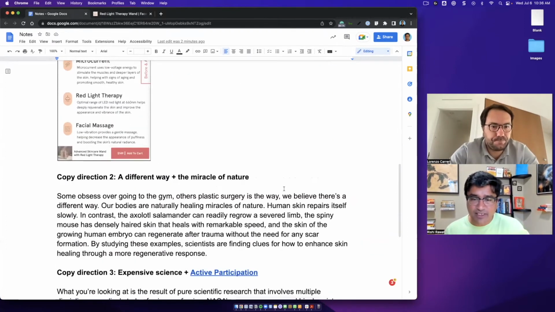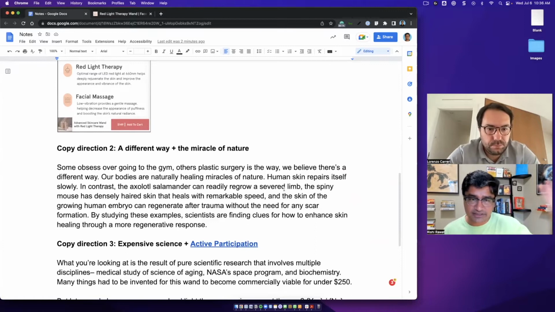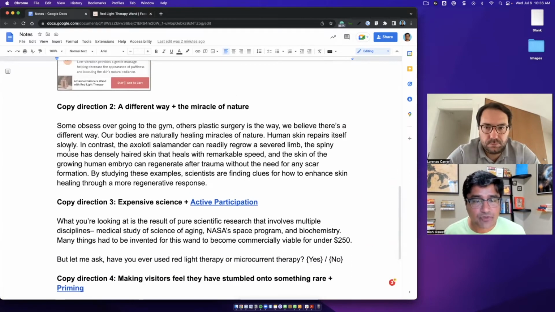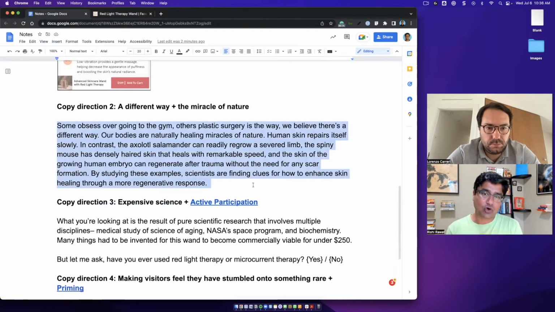So I'm going to now quickly cover my second direction, and my third direction very quickly as well. Oh, actually I have 4. So in this treatment, I'm focused on talking about how we are using a different way, to essentially distance ourselves from competitors. And I want to talk about the miracle of nature.